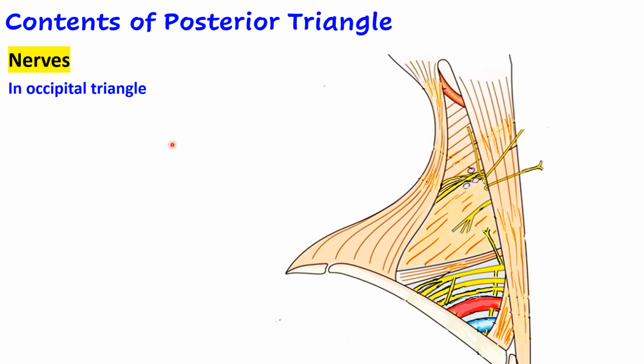Now let us look at the nerves. First we will see in the occipital triangle which nerves are there. So let us look at them. The most important nerve present here is the spinal root of the accessory nerve, which supplies two muscles, the sternocleidomastoid and the trapezius. These are the only two muscles supplied by the spinal root of the accessory nerve.